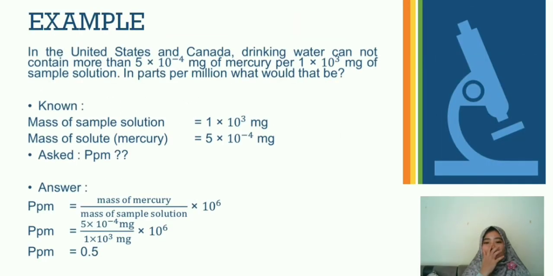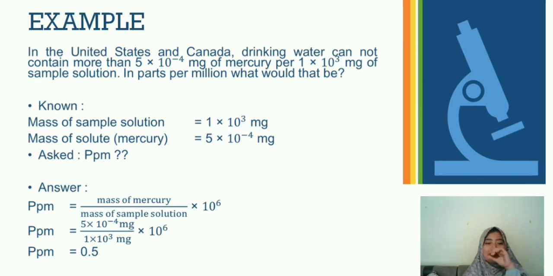For the example of ppm, in the United States and Canada, drinking water cannot contain more than 5 times 10^-3 milligrams of mercury per 1 times 10^3 milligrams of sample solution. In parts per million, what would that be?